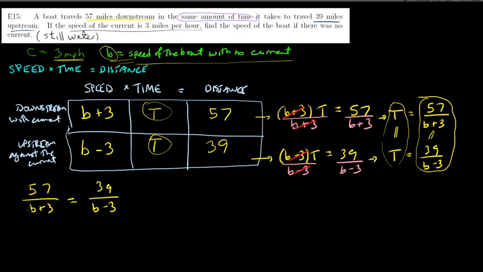Okay, well, we have our equation. At this point, this is a proportion. We have a fraction on the left and a fraction on the right. So why don't we just cross multiply? Multiply b minus 3 times 57, and that has to equal 39 times b plus 3.